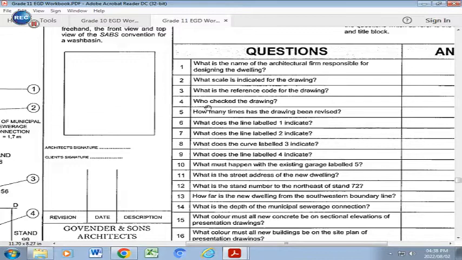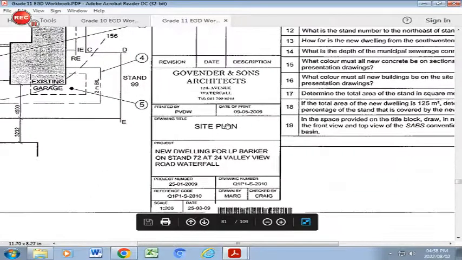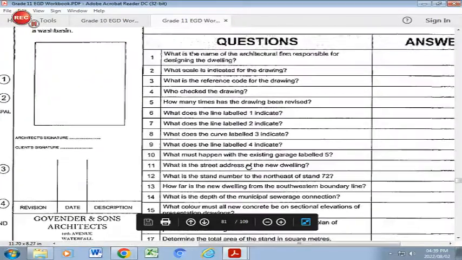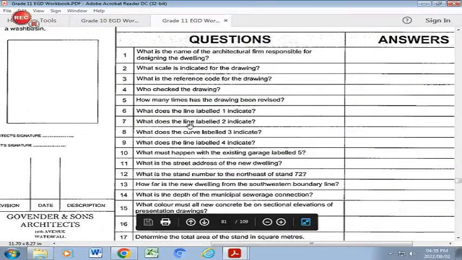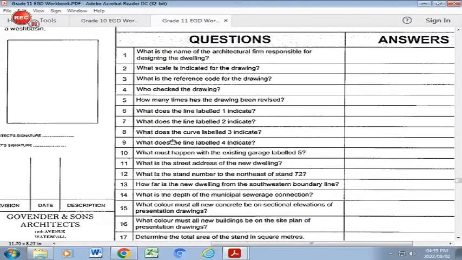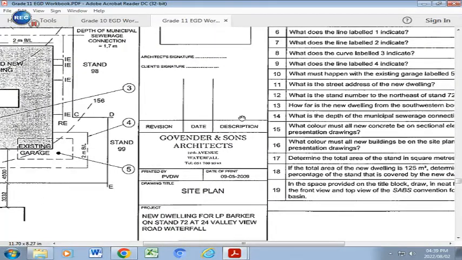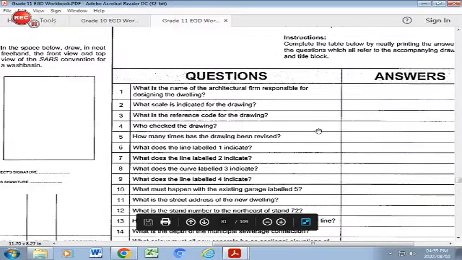Go to number 4, we'll check the drawing, back to our title bar, and we're going to find number 4 right here in our title bar. So the drawing was checked by Craig. Drawn by Mark, checked by Craig. So Craig is answer 4. How many times has the drawing been revised? So we're going to go here and we find this is the revised column. It works its way from the bottom up. At the moment there are no revisions. So the answer would be 0 or none.